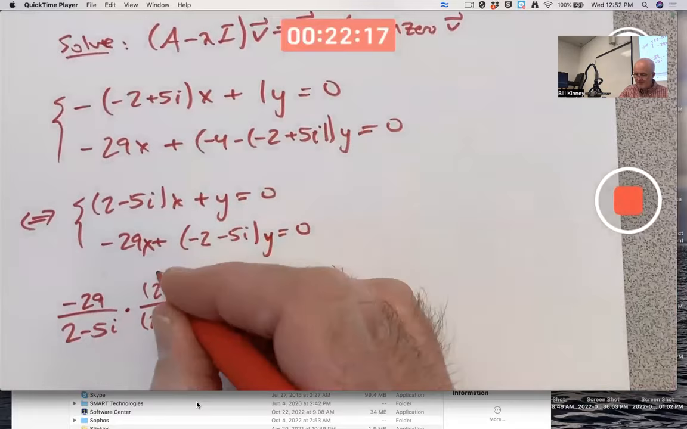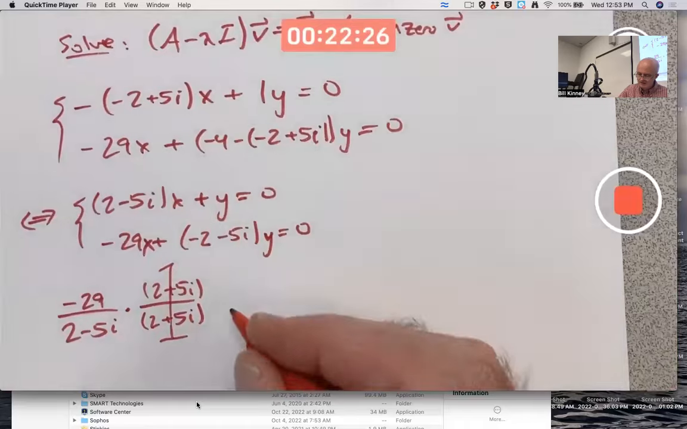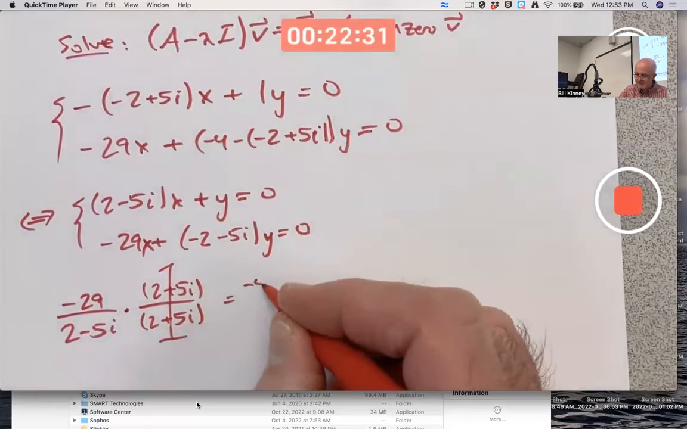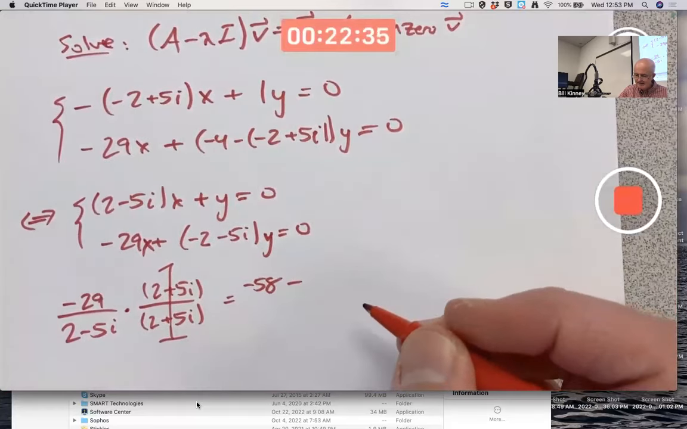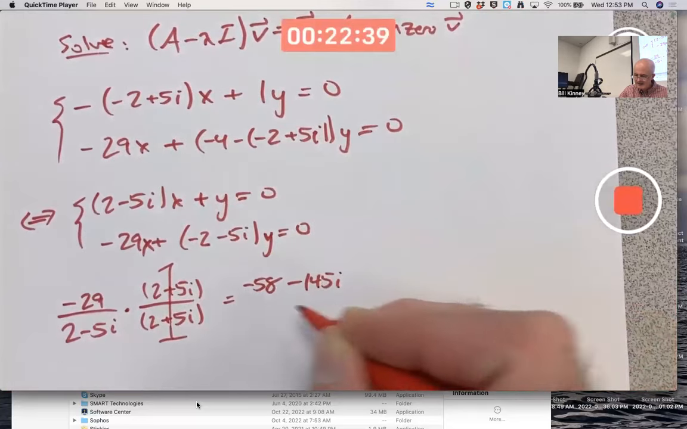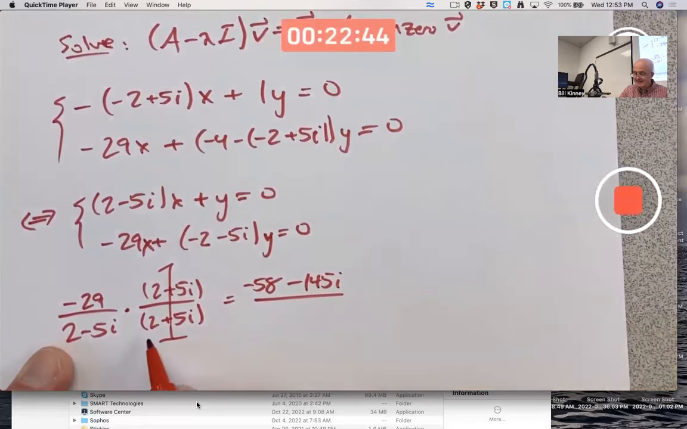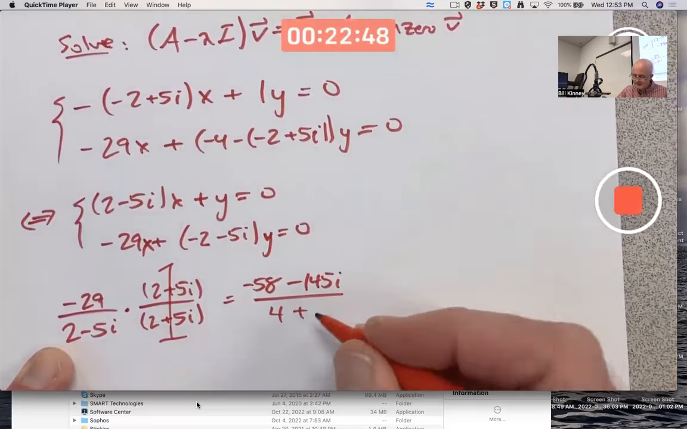That is multiplying by a big number 1, and so it doesn't change the number, because I'm multiplying the top and the bottom by the same thing. On the top, negative 29 times 2 plus 5i is negative 58 minus, what's 29 times 5? 145, 145i. And on the bottom, these are complex conjugates. The i's end up going away. I get 4 plus 29. Uh-oh, hopefully I didn't make a mistake here.